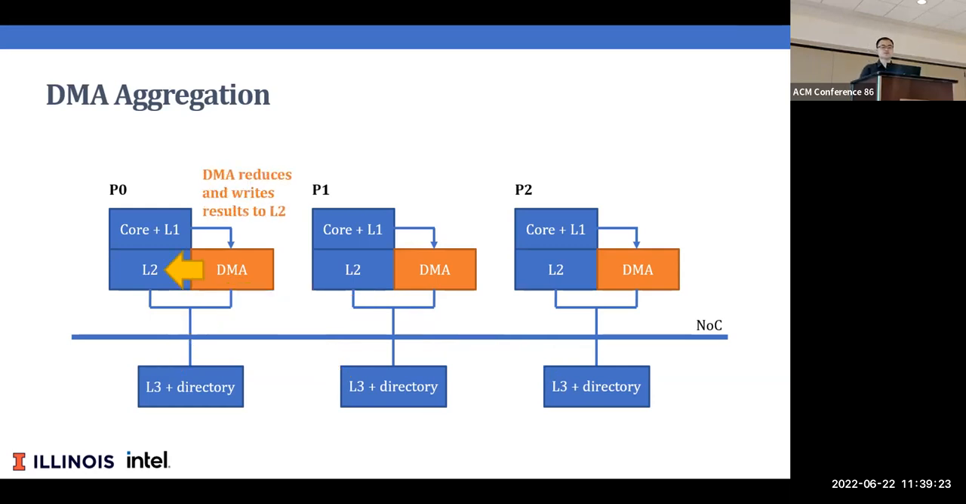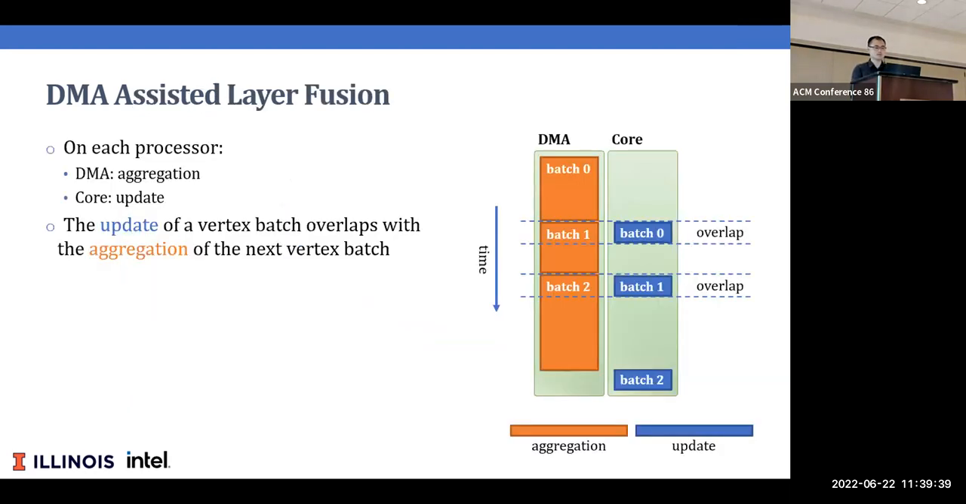After all features are reduced, the DMA engine writes the results to L2 so that the core can easily access them for the update. The engine prefetches these output lines to L2 in exclusive mode in advance to minimize the write latency. The DMA engine performs the aggregation asynchronously. In the meantime, the core can perform the update. We pipeline the two phases such that while the core is updating a vertex batch, the DMA engine aggregates the next vertex batch. This creates a perfect overlap.